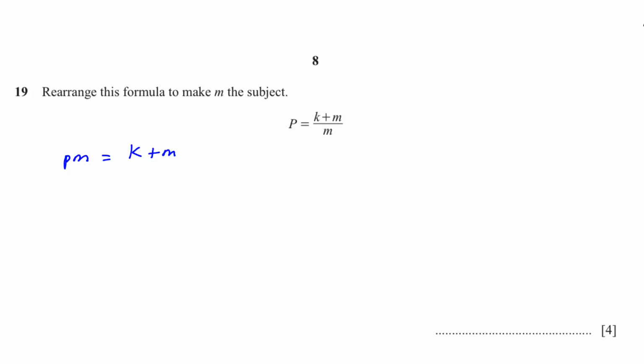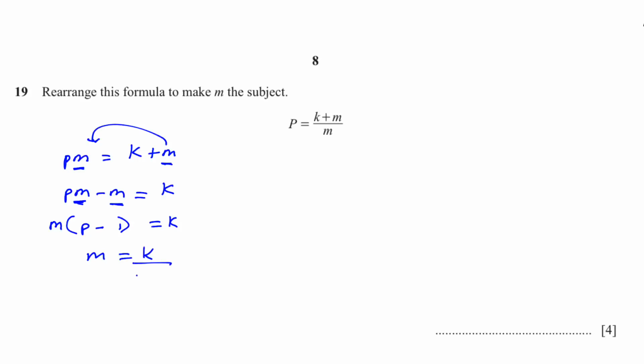After that, bring the like terms together. So you have an M here and an M here. So this M we are going to bring to this side. PM minus M is equal to K. Then we factorize what is common out. So you will be left with M times (P minus 1) is equal to K. Therefore, M is equal to K over (P minus 1). This is a multiply, so it will become a divide.